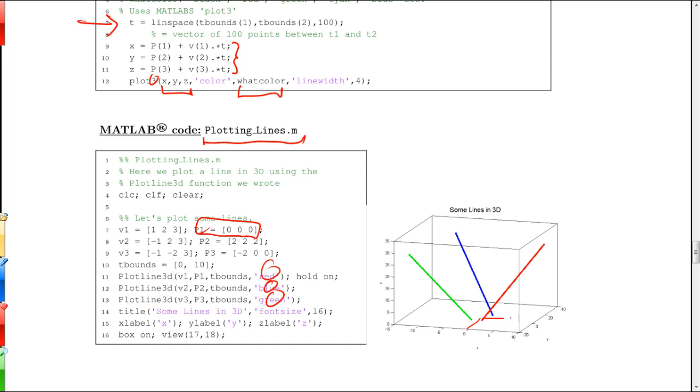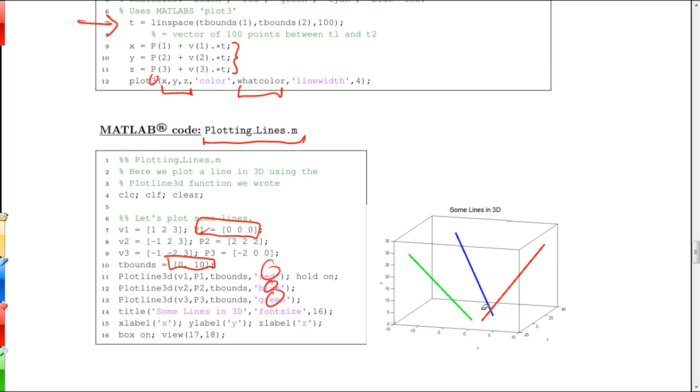So that's 0, 0, and it's 0 height. So that's my point. My direction vector is 1, 2, 3. So it's basically 1, 2, 3. So that seems about right. And my t bounds go from 0 to 10. Right. So when you go from 0 to 10, you start here, you cruise along here, and you end up right there. Right, and then we do that with a green line and a blue line as well.